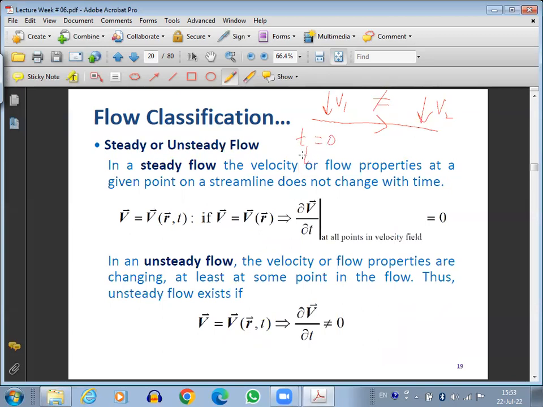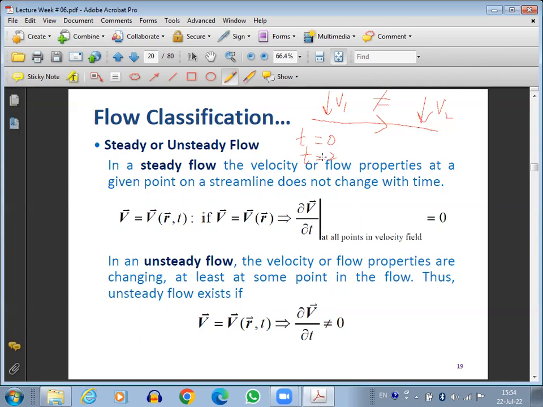And what is the velocity V1 at time equals 2 seconds, let's say. If V1 at time 0 and V1 at time 2 seconds are both the same, then we say that the flow is steady. But if V1 at time 0 is not the same as V1 at time 2, that means it is unsteady.